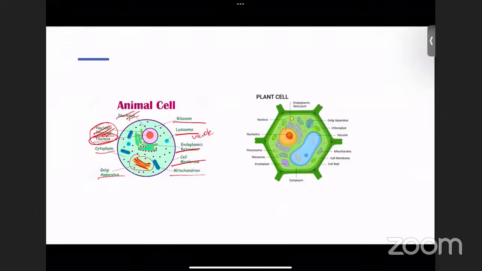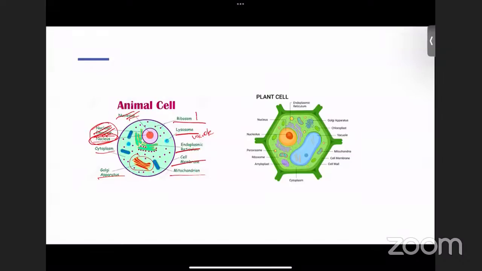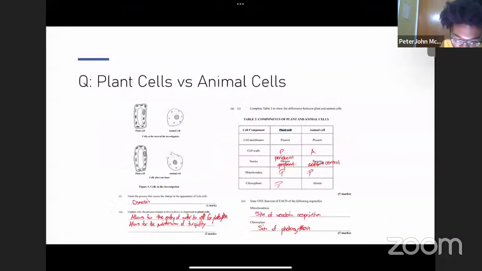Excuse me, sir. Was someone saying something? Yes, sir. Can I remember the ribosome function, please? Ribosome: protein synthesis. Yeah, protein synthesis. Thank you, sir. So in the plant cell, we'll go back and zoom out. All right, that good?